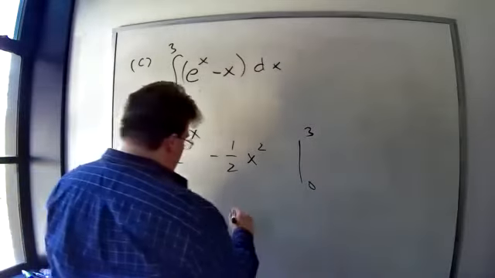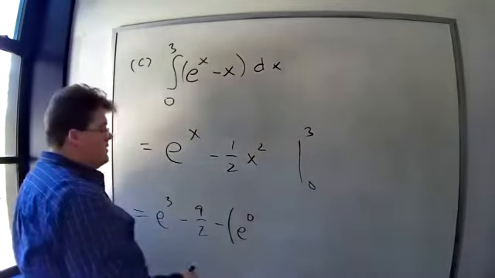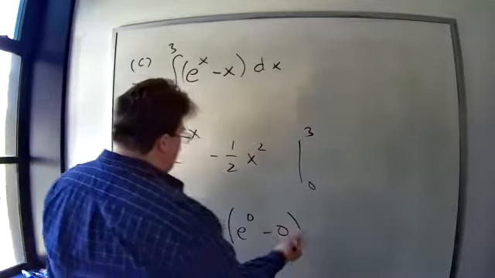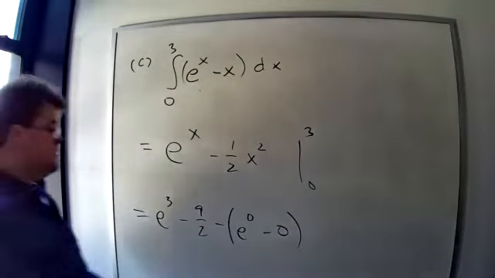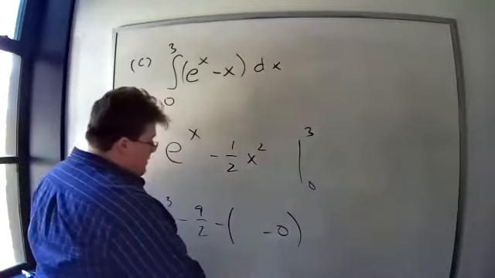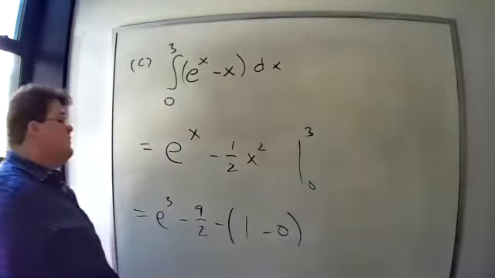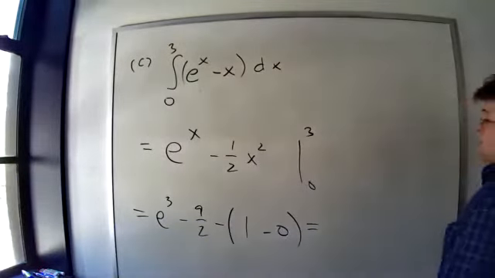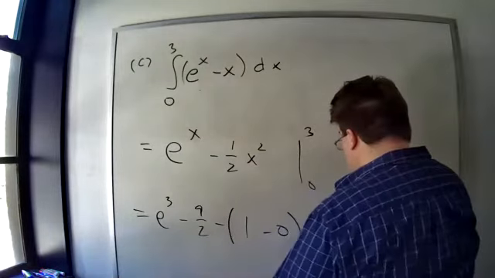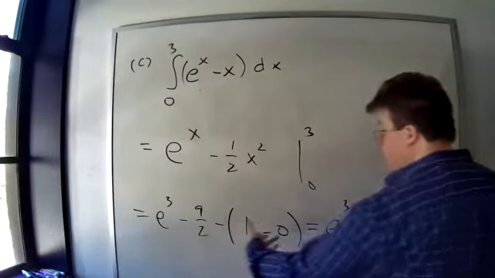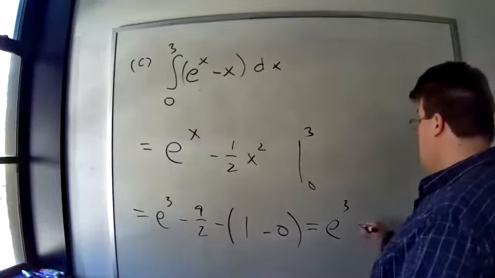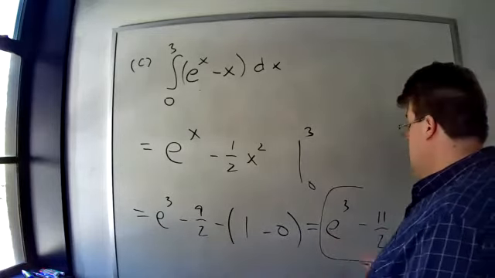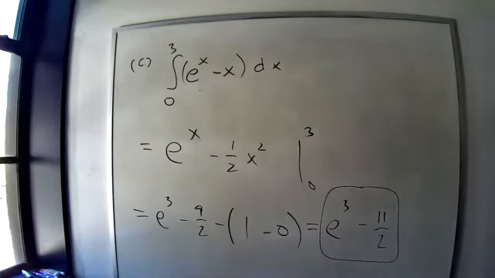Substitute 0, what do you get? e to the 0 is 1. The other one you do get a 0. But e to the 0 is 1. So when we evaluate at 0, we do get another number. So e cubed minus 9 halves minus 1, negative 9 halves minus 2 more halves gives you negative 11 halves. Any questions about that one?